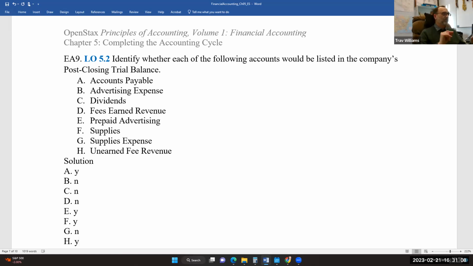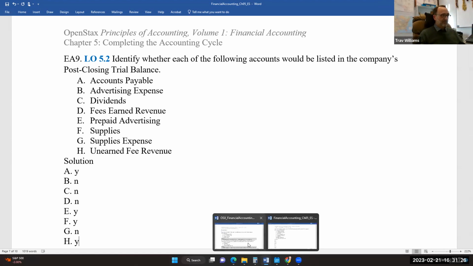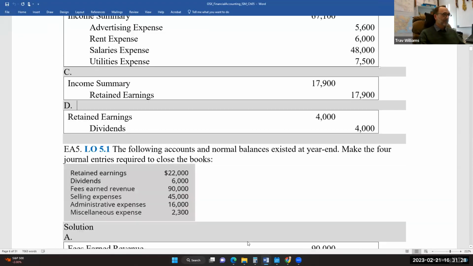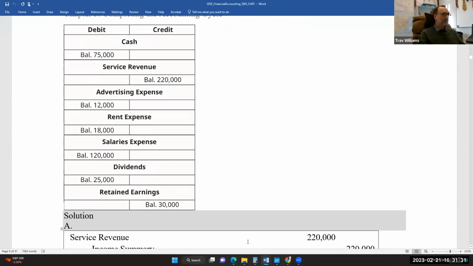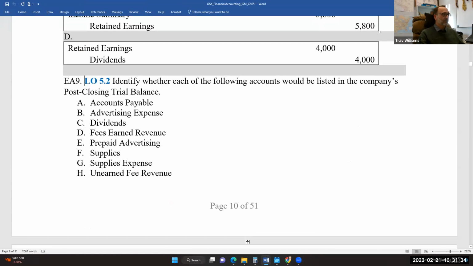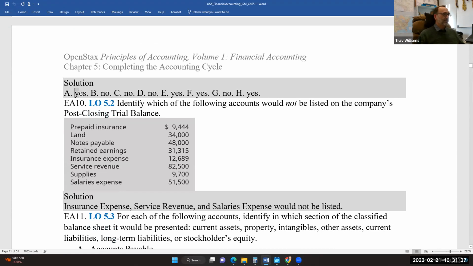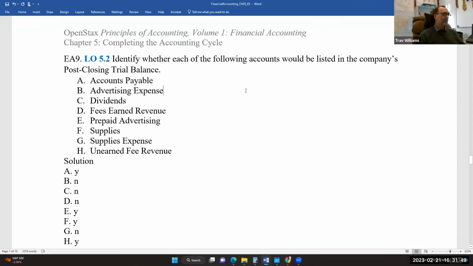Okay, so let's double check these answers because my brain's a little foggy now, as is usual by this time on a Tuesday. A, E, F, and H are yes. Okay, exercise 9 is right here. A is yes. E and F are yes, and H is yes. Everything else, B, C, D, and G were all no. Okay, so we got it right.